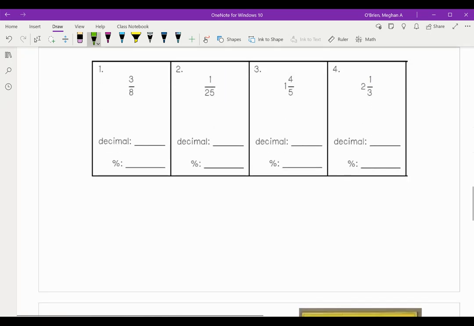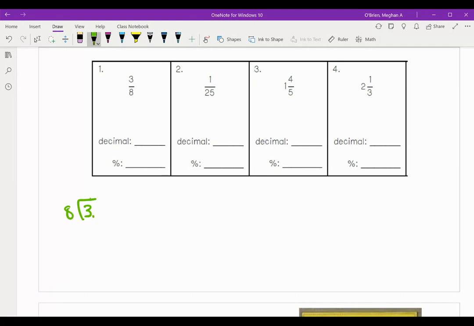Okay, and then let's just do a couple examples. So 3/8, I need to turn it into a decimal and a percent. So here it is, a fraction. I'm going to choose to just do the long division because with 8s, I could do the proportion, but it may take me a while. I'll just do the division.